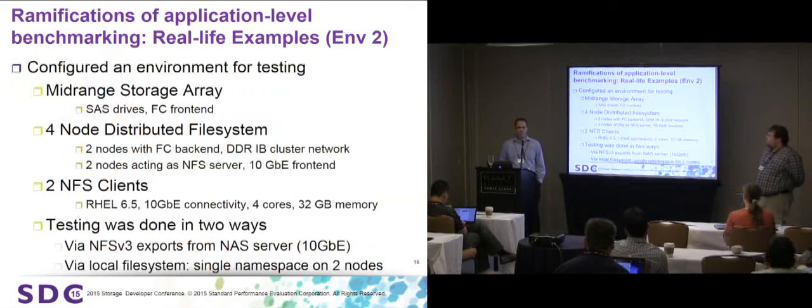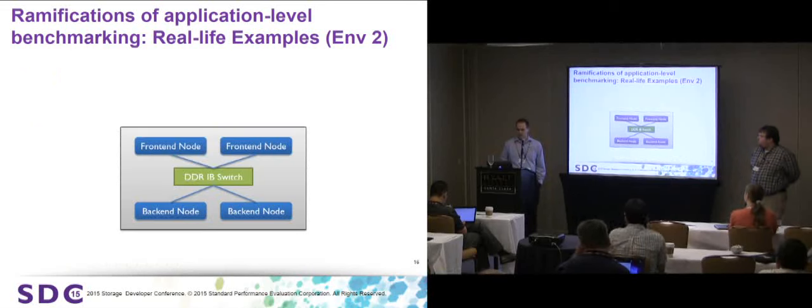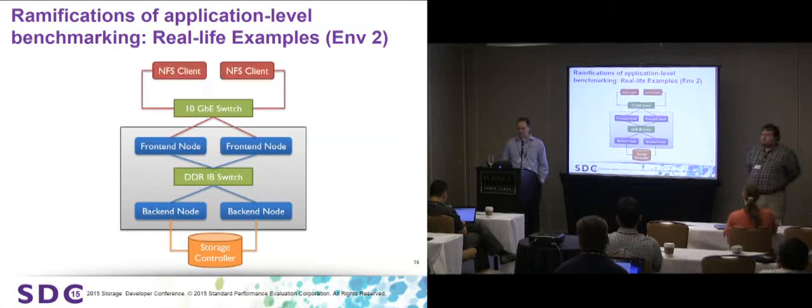In a lot of ways, it's fairly similar in terms of scale, but in this case, we were testing NFS rather than SMB and comparing that to a local case. So what we started out with was a distributed file system on four clustered nodes. There were two types of nodes: backend nodes connected directly to the backend storage over 8 gig fiber channel. The nodes themselves talk over DDR InfiniBand, and then they connect to front end NFS clients over a 10 gig network.